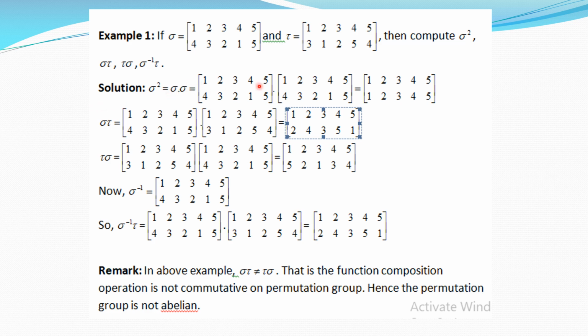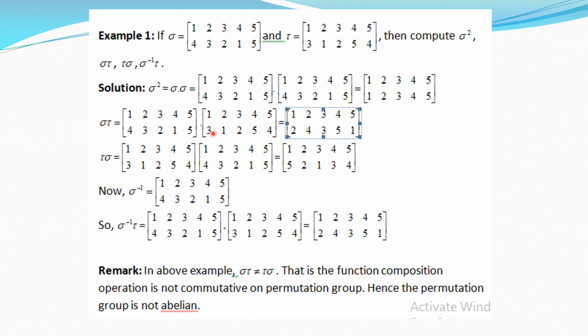Now this is sigma, again sigma. As it is a permutation on 1, 2, 3, 4, 5, the first row is again 1, 2, 3, 4, 5. Now right to left, 1 goes to 4 and then 4 goes to 1. So finally 1 goes to 1. Then 2 goes to 3 and 3 goes to 2. So 2 goes to 2. In this way we get 1, 2, 3, 4, 5 in the second row. In the same way we can find sigma tau. This is sigma, this is tau. Now 1 goes to 3, 3 goes to 2.